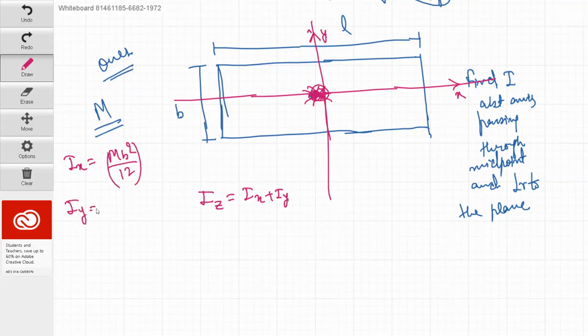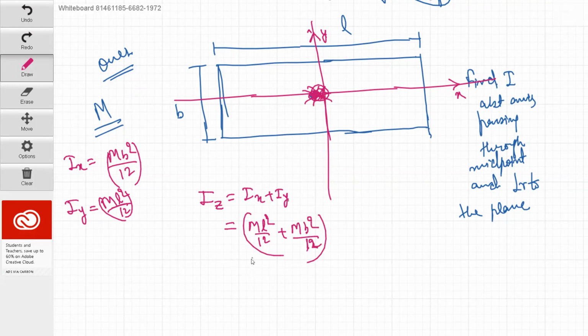What is Iy? Can you tell me? Iy is equal to ml square by 12. Hope you understand. So Iz will be equal to ml square by 12 plus mb square by 12. Is this all right? This is Iz. So the moment of inertia about the z-axis will be equal to m by 12 into (L square plus B square). Is this all right? Good.